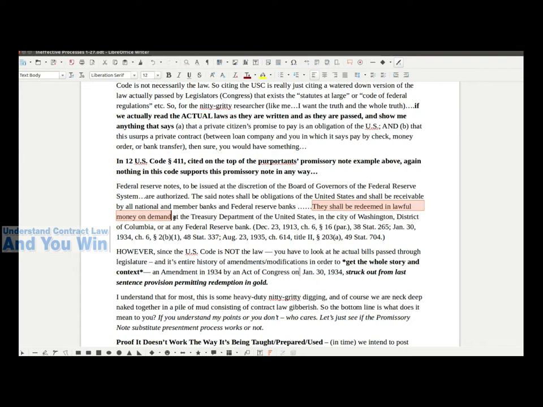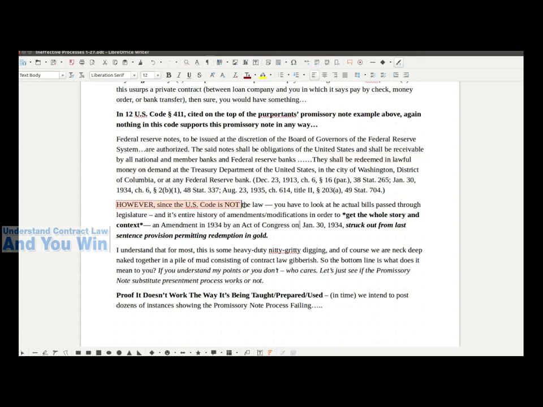Although there was a congressional statute that passed this, that says this, it's not valid right now. So, we went over this again. However, the U.S. Code is not the law. You have to look at the actual bills passed through legislature and the entire history of all the amendments and modifications. And a whole bunch of them are listed right here.